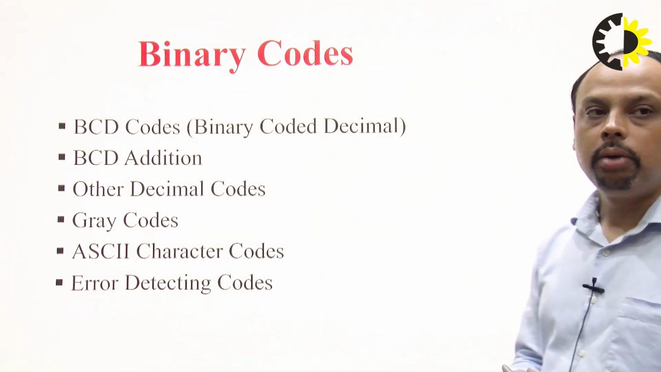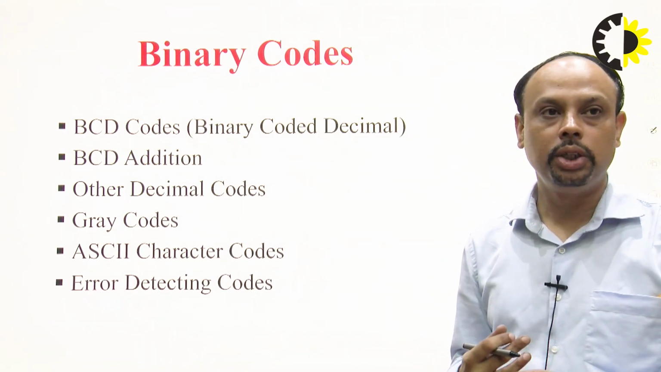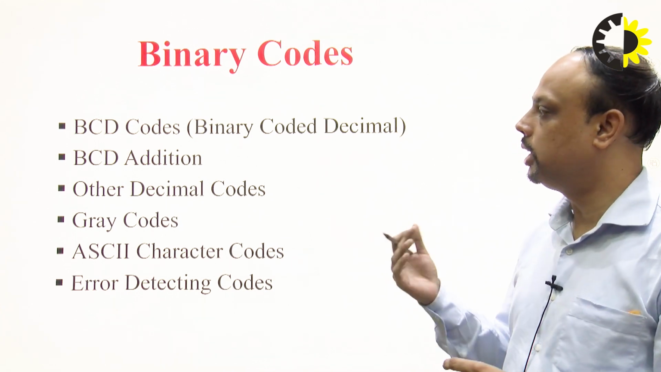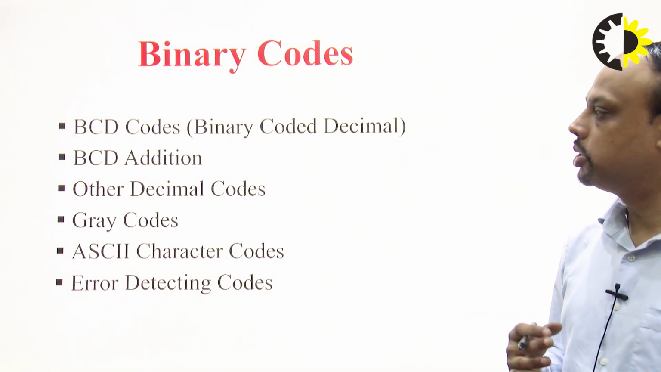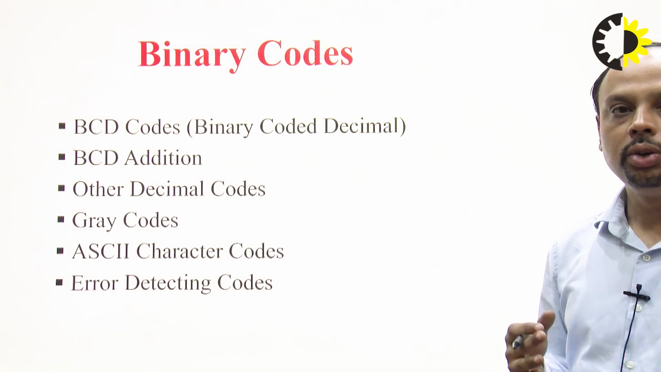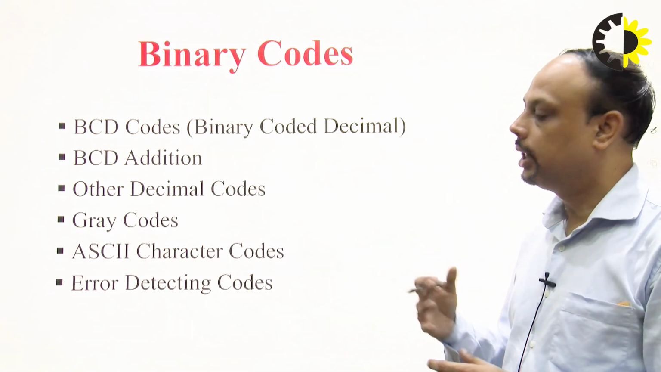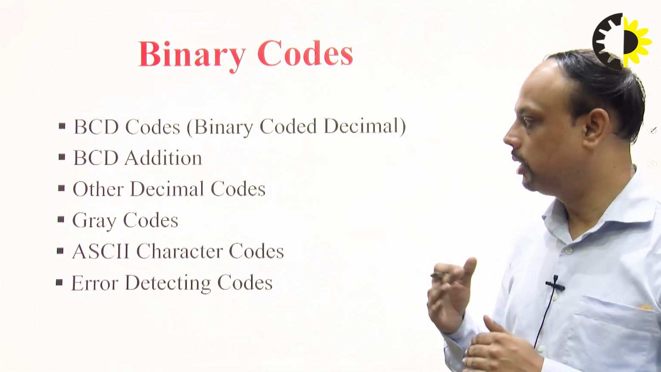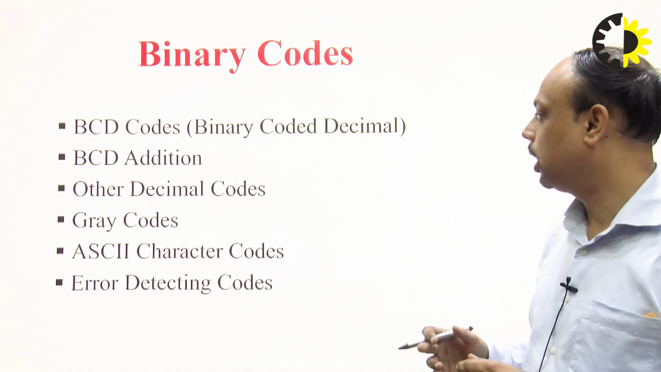So, these are the topics that we are going to cover today, that is BCD code, that is binary coded decimal, then BCD addition, how we can perform the BCD addition using BCD codes, then other decimal codes like 2421 code, 8421 code, 24 minus 2 minus 1 code, then gray code, these are the single bit changing codes, then ASCII codes, then error detecting and correcting codes.